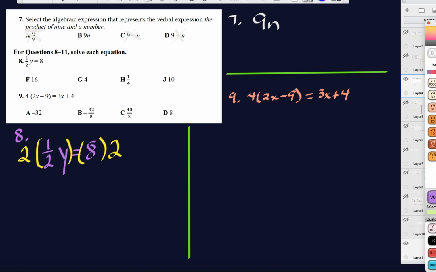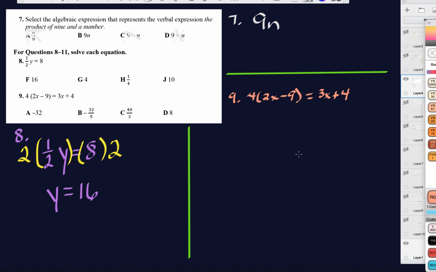So I'm going to go back here. Once I multiply, 2 times a half is 1. So now I have that 1y sitting there, and of course 2 times 8 is 16. Is that one of the answers up here? Of course it is. It's F. There we go. Moving on.